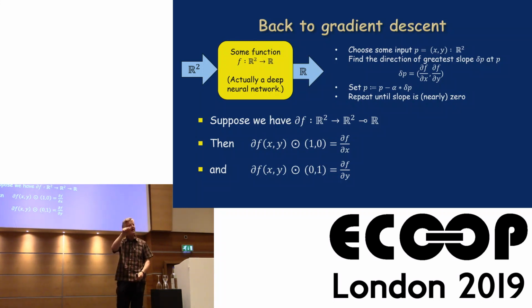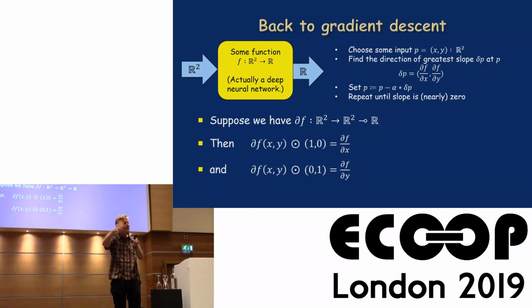We are trying to figure out the direction of greater slope. So we are trying to differentiate f with respect to x. This is an input. At the moment, I'm just sticking to R squared to R again. Right, the simple special case. I'm trying to differentiate f with respect to x and with respect to y. And that's the vector that I want.